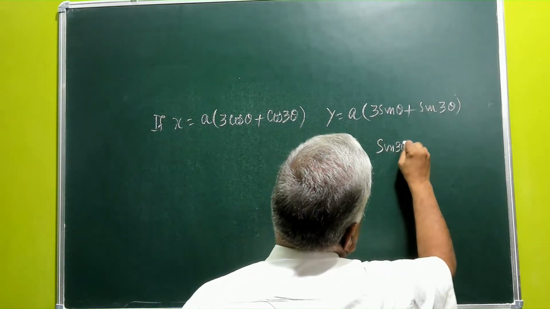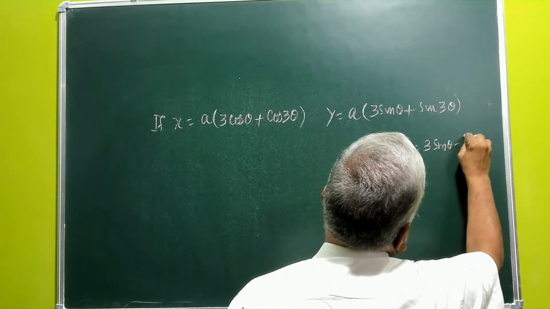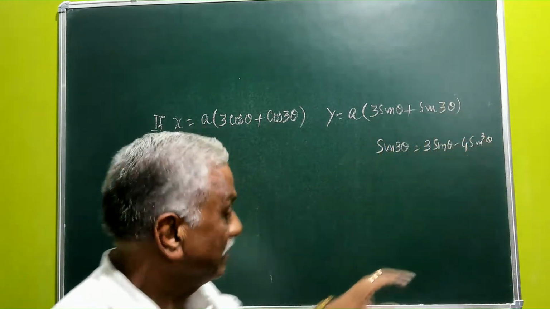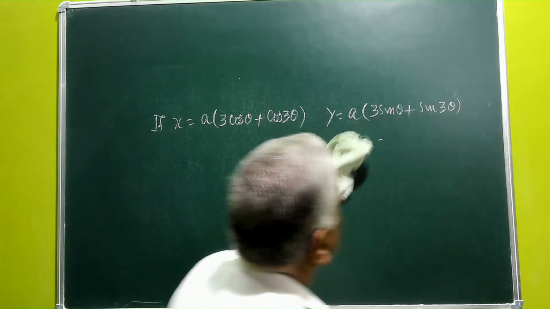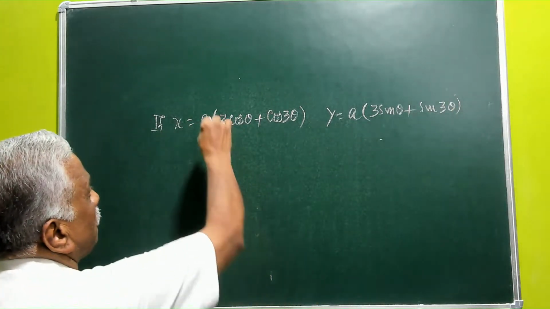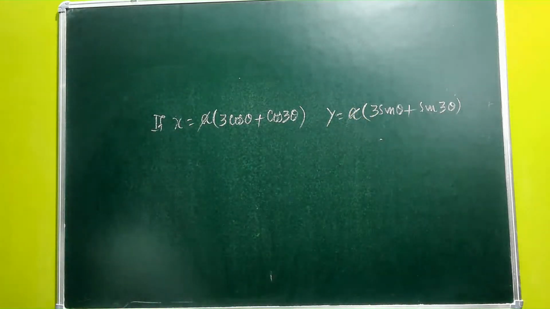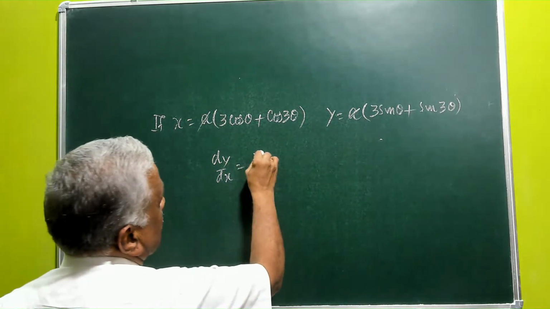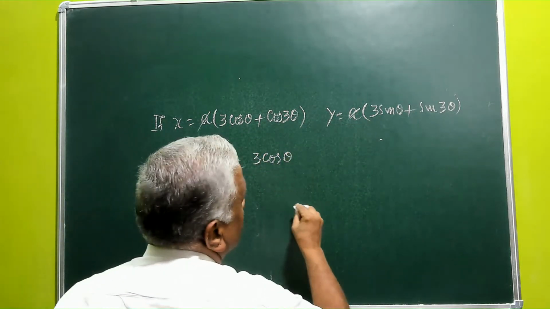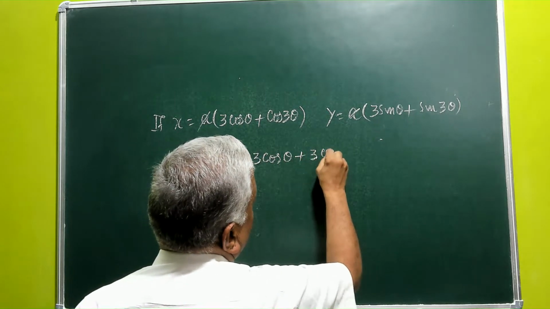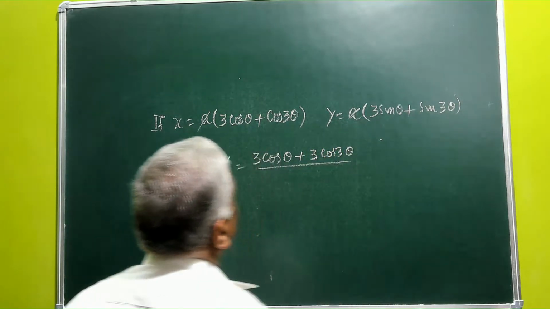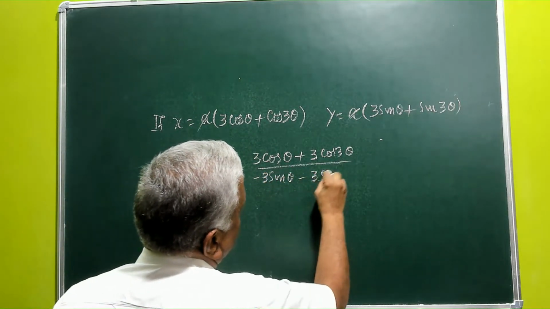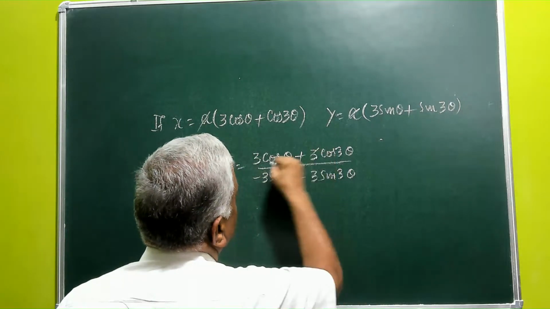Sin 3 theta is equal to 3 sin theta minus 4 sin cubed theta. That can't be used because they have 3 sin theta plus sin 3 theta. So it is not possible to use the formula. The only method is you have to differentiate. I've told you, first thing you cancel a. Anyway, it is going to get cancelled later. dy by dx is equal to 3 cos theta plus 3 cos 3 theta divided by minus 3 sin theta minus 3 sin 3 theta. So you can cancel this.